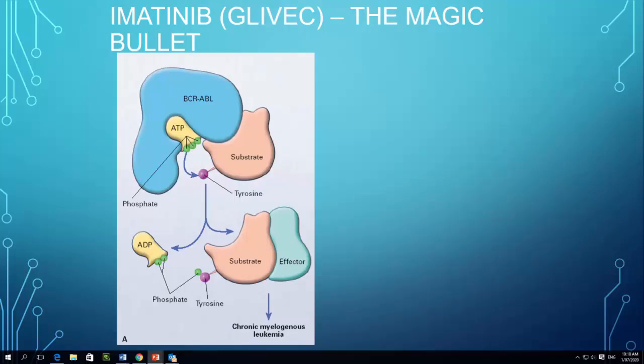And this is an example of a drug that's been designed to target specifically CML by targeting the BCR-ABL fusion gene: imatinib. It's a biological. It's one of the early smart drugs. It's a tyrosine kinase inhibitor, so it's specifically targeted at these tyrosine kinases.